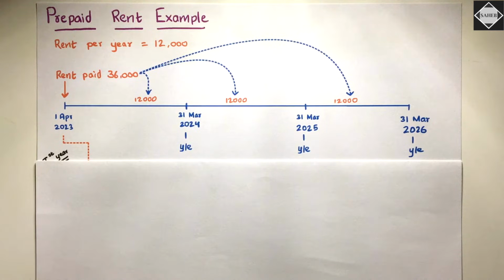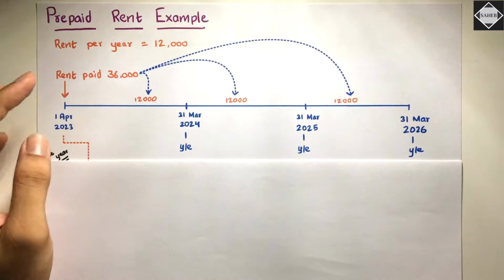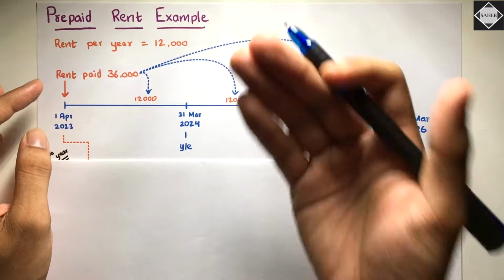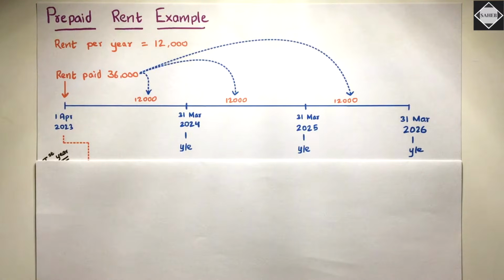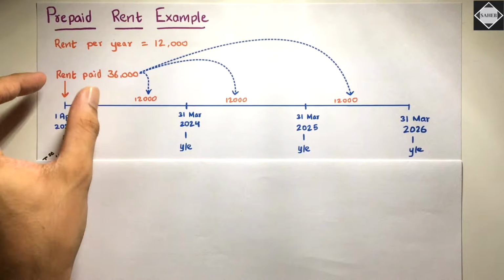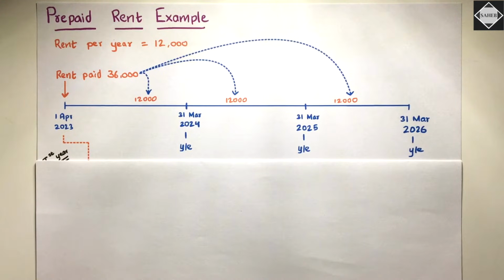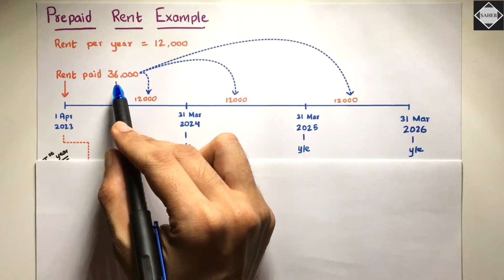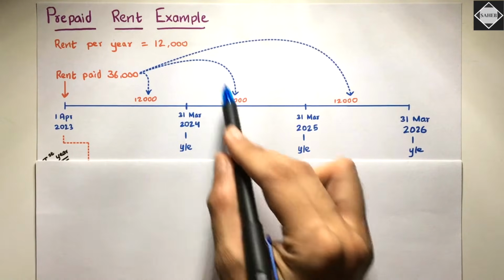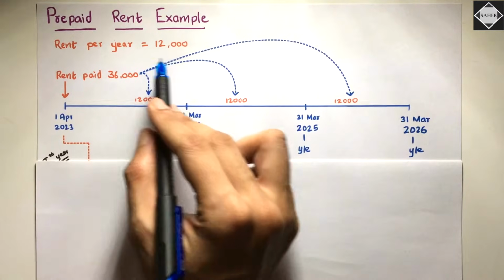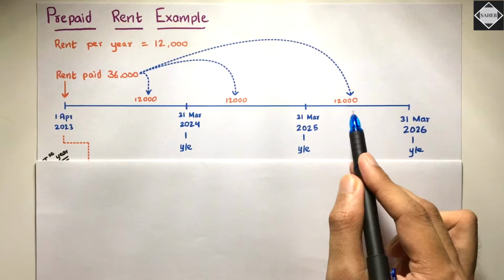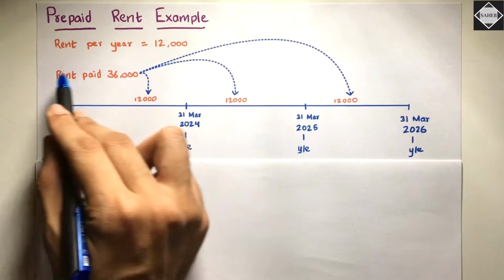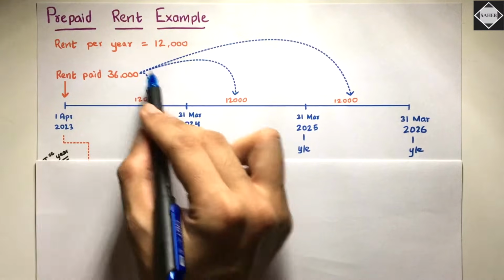See here, let's say for example we have started a new company and we need a new office. So we took a new office on rent, and our landlord asked us to pay the rent of 3 years all at once in the beginning. On 1st April 2023 we paid rent of 36,000. So what does this 36,000 include? Rent of the current year as well as rent of future years. Rent per year is only 12,000, but we paid 36,000: 12,000 for this year, second year, third year, all together. So this is called what? Expense paid in advance, prepaid expense.